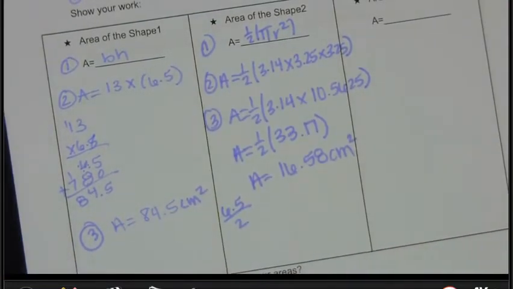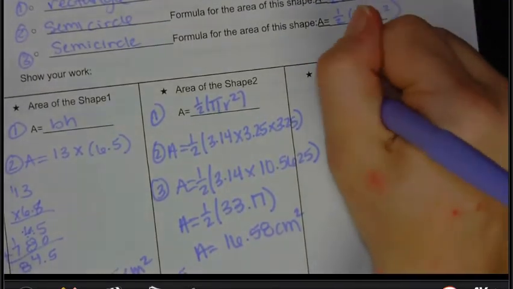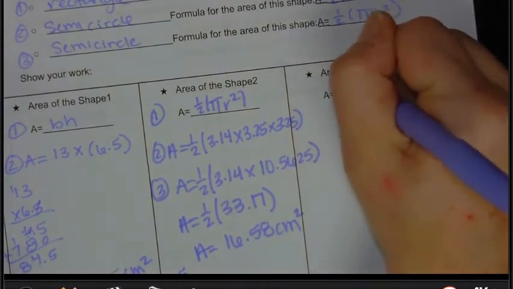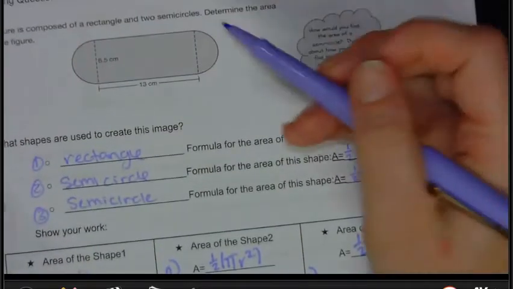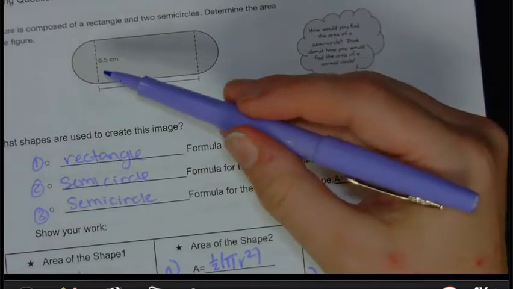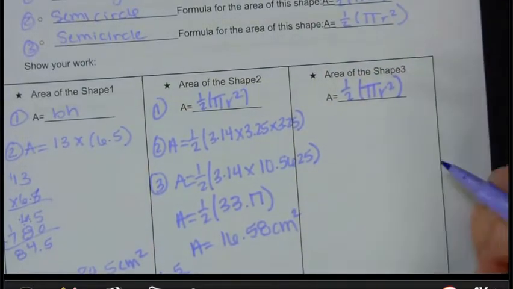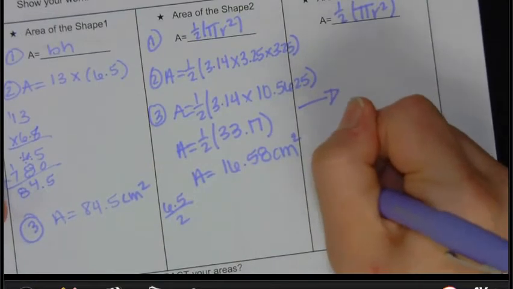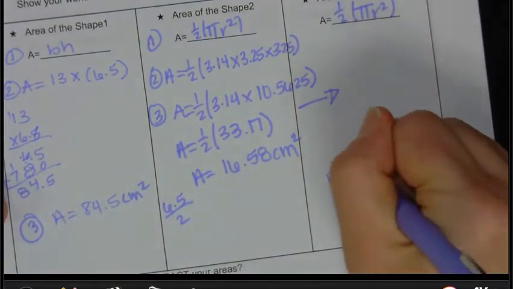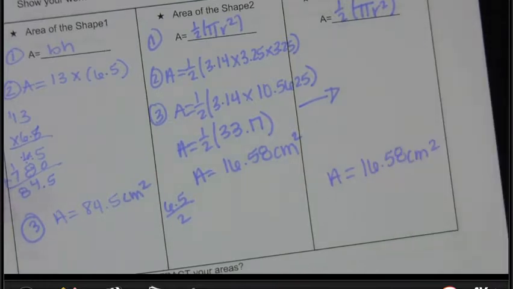All right, and the last one is asking me for the area of the other semicircle, so I'm going to have the same equation, 1/2 times pi r squared. Now let's look. What is one of my properties of a rectangle? That I have 2 congruent sides. Well, if this is 6.5, then this is 6.5. And we already did all of the math, so it's the same thing. The area of my second semicircle is 16.58 centimeters squared.